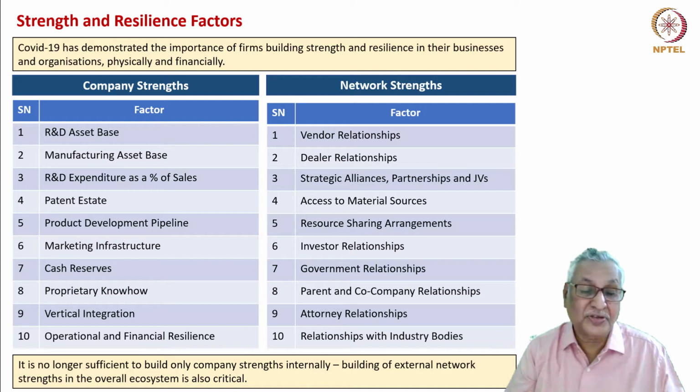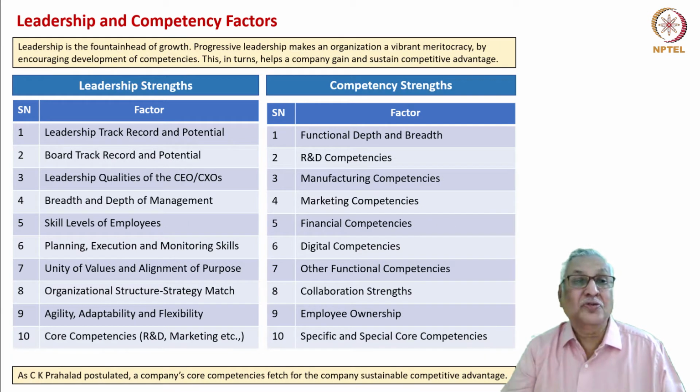It is no longer sufficient to build only company strengths internally. We need to build strengths of the company with reference to the external network strengths in the overall economic ecosystem. And this is an important fact that is often ignored by the analysts of company and corporate as well as competitor information. The fourth set of factors relates to leadership and competency factors.